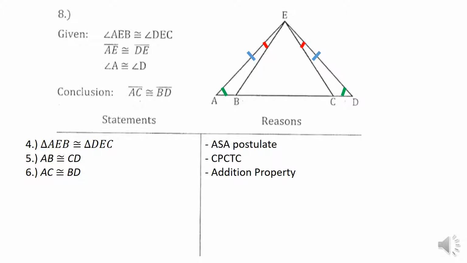AC is congruent to BD because of the addition property, I should say, which just simply states that if you add the same segment, in this case BC, to two congruent segments, AB on the one hand, CD on the other, then those two different sums, AB plus BC on the one hand and CD plus BC on the other, have to be equal to each other, and so those two sums must be congruent to each other. So we've just proved that AC is congruent to BD, and that is the end of this show.